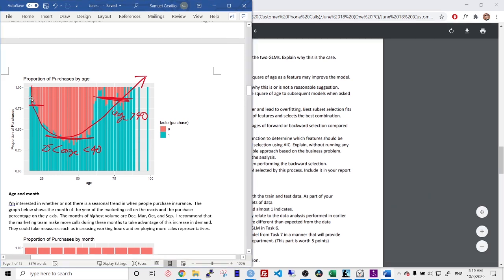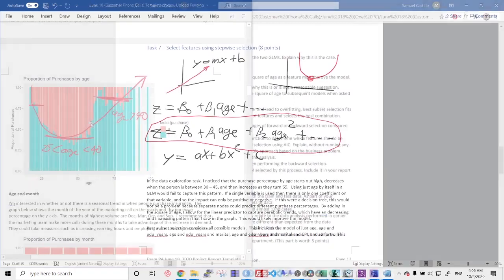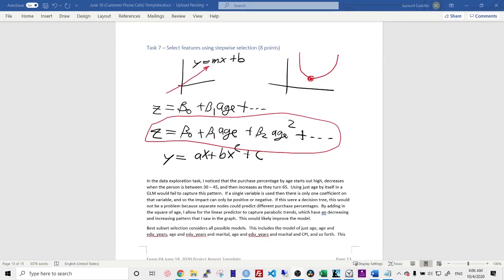The other way is with a polynomial term. As you probably remember, the equation for a polynomial involves something like ax plus bx squared plus c, right? So you need a second order term in order to get the polynomial. And so when you add the square of age, it allows you to fit that polynomial on top of your model. Going back to the basic algebra, you can see the difference that adding this square term makes.